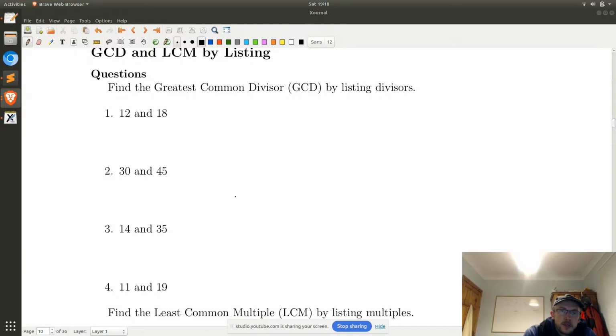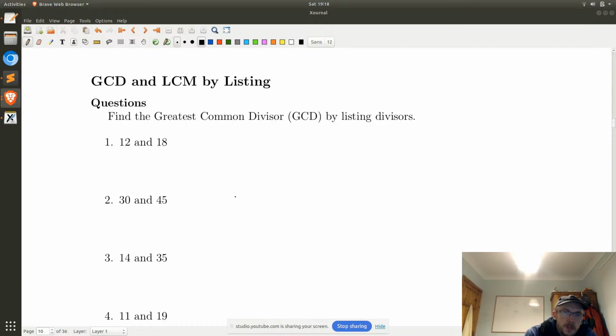Greatest common divisor and lowest common multiple. GCD and LCM. Complementary concepts in number theory, related in a very important way. That the product of the greatest common divisor of a pair of numbers with the lowest common multiple of that same pair of numbers is equal to the product of the numbers itself.